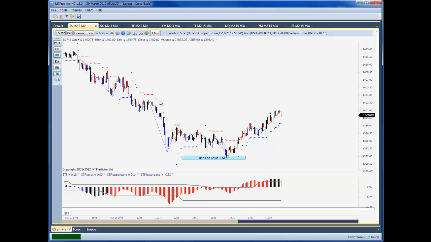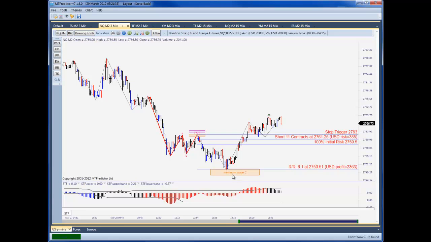So just to sum up, for standard traders among you, it would have been a very good day on MTPredictor with at least plus 9R, or if you're using NinjaTrader, it'd probably have been plus 12R profit. So either way, a very good trading day for MTPredictor yesterday.